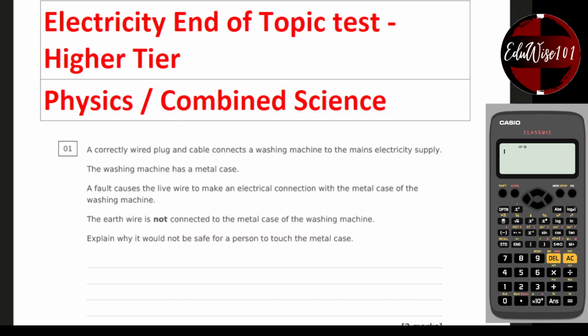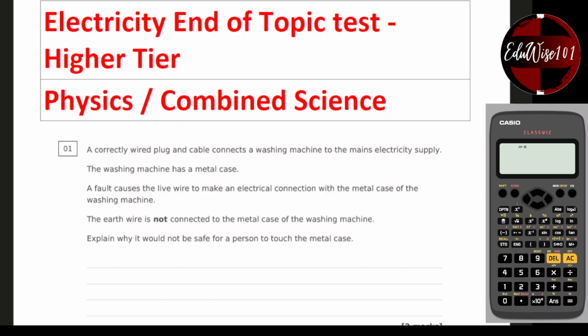Question number 1. A correctly wired plug and cable connects a washing machine to the mains electricity supply. The washing machine has a metal case. A fault causes the live wire to make an electrical connection with the metal case of the washing machine. The earth wire is not connected to the metal case of the washing machine. Explain why it would not be safe for a person to touch the metal case.